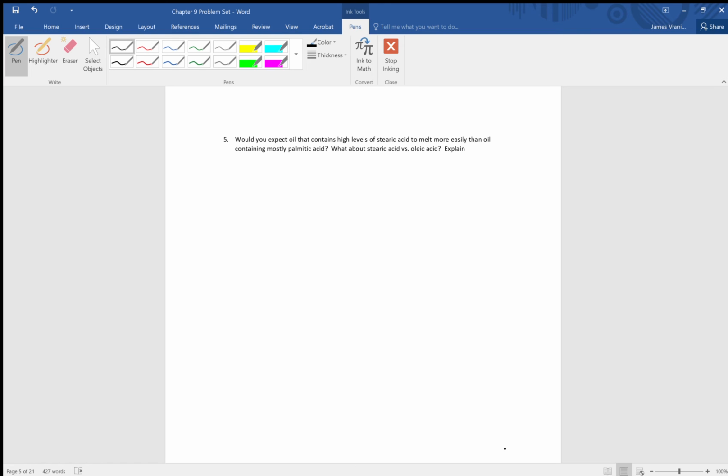All right. And then the follow-up question, what about stearic acid versus oleic acid? Well, stearic acid is 18:0, oleic acid is 18:1. So oleic acid is an unsaturated fatty acid. It has a double bond in it.